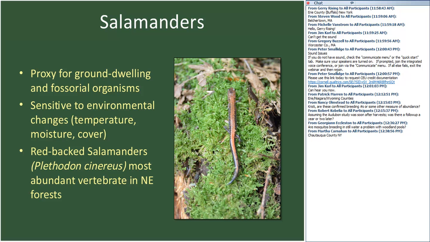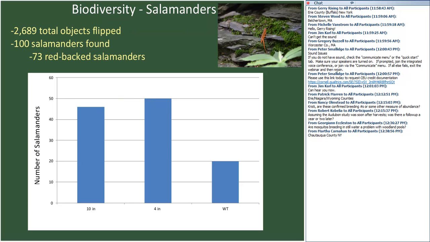We use salamanders as a proxy for ground-dwelling organisms. They're very sensitive to the environment and to environmental change, again, temperature and moisture and the amount of cover. And so we look at those to see what the effects are to organisms. You can see that here we look at, again, the 10-inch treatment, where we left a lot of wood on the forest floor, and the 4-inch treatment had far more salamanders, redback salamanders, than the whole tree treatment there, where all the wood was removed. So leaving wood is having benefits on our study sites to salamanders specifically, and probably other organisms as well.